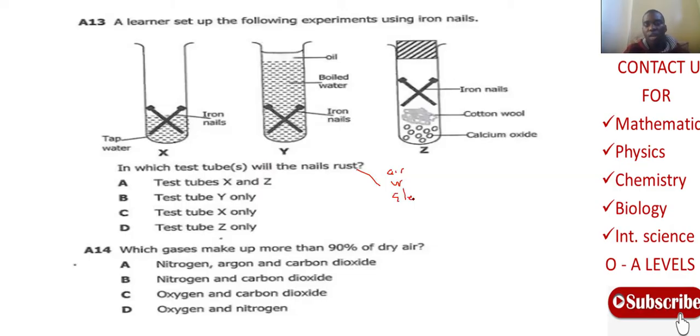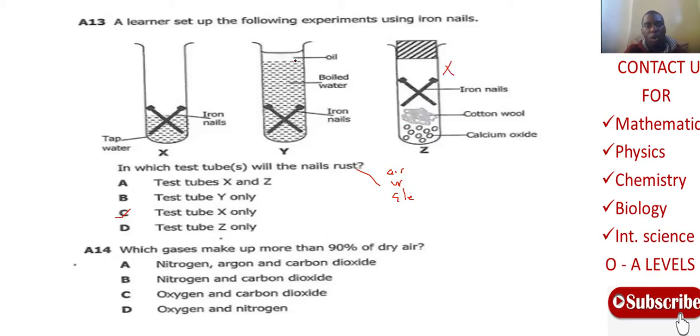Now, when you look at that one, let's check test tube X. In test tube X, we have got tap water and the iron nails. So here the best answer is actually C. Why? Because in here we have some air that is coming in, then we've got the tap water here, and we have a strong electrolyte as well. Now in test tube Z, why can't it happen? Because here we have the cotton wool and there is no water here. So this one cannot happen because there is no water.